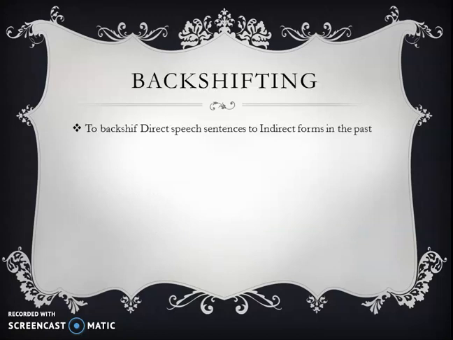In the second example I have, to backshift a direct speech sentence to indirect form in the past, we use the past perfect. If the person has said something directly in the past tense, for the indirect speech sentence I have to use the past perfect tense. You know this structure, but it is so good to remind you guys again. So I have the following example.